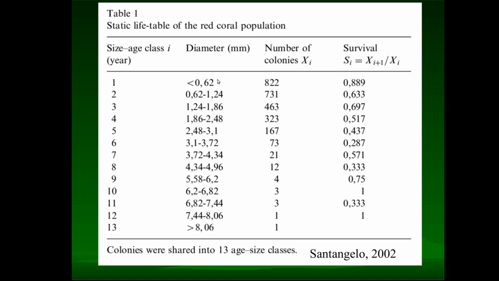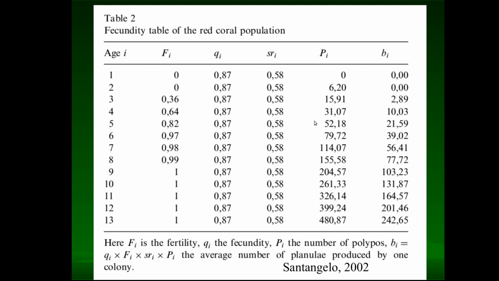And this is use of diameter. So this is a size frequency plot as a proxy for survival, the survivorship schedule of the coral population. Then we have the fecundity table, calculated in terms of the number of polyps produced by the coral at different ages.